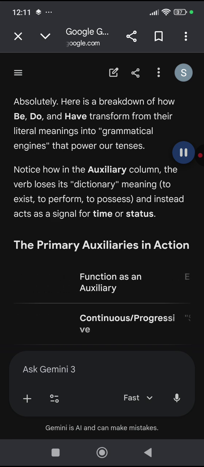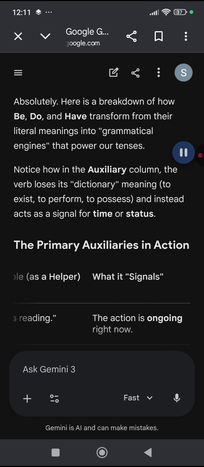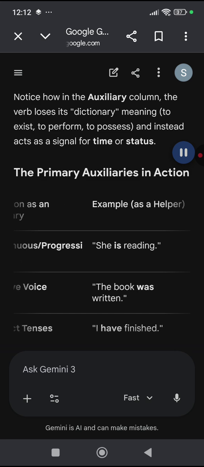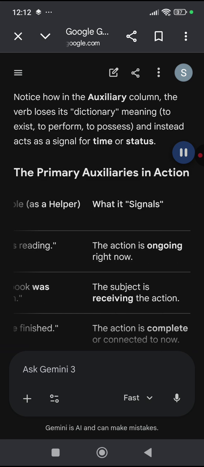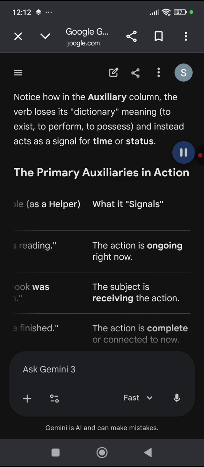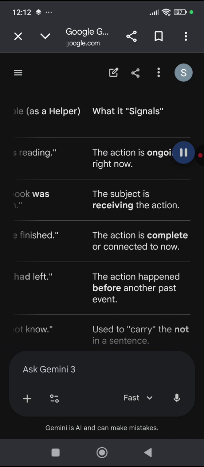Be. Continuous, progressive. She is reading. The action is ongoing right now. Passive voice. The book was written. The subject is receiving the action. Have. Perfect tenses. I have finished. The action is complete or connected to now. Past perfect. They had left. The action happened before another past event.